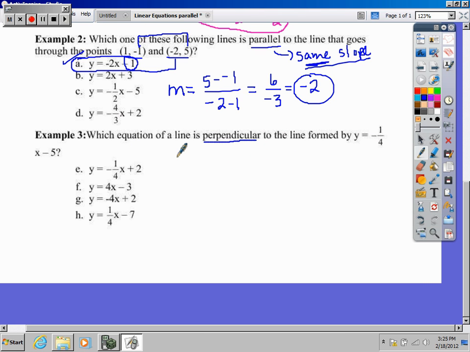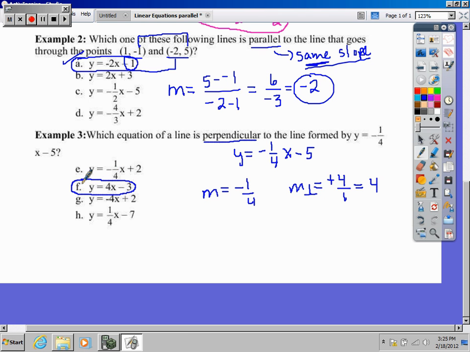Then I go ahead and look at the next one. The next one says that I want to write an equation of a line that is perpendicular to the line formed by y equals negative 1/4 x minus 5. So if my original equation was negative 1/4 x minus 5, I could say that the slope is negative 1/4. Now if I'm perpendicular, remember I've got to do the opposite reciprocal. So I flip it and make it positive. So it's positive 4 over 1.